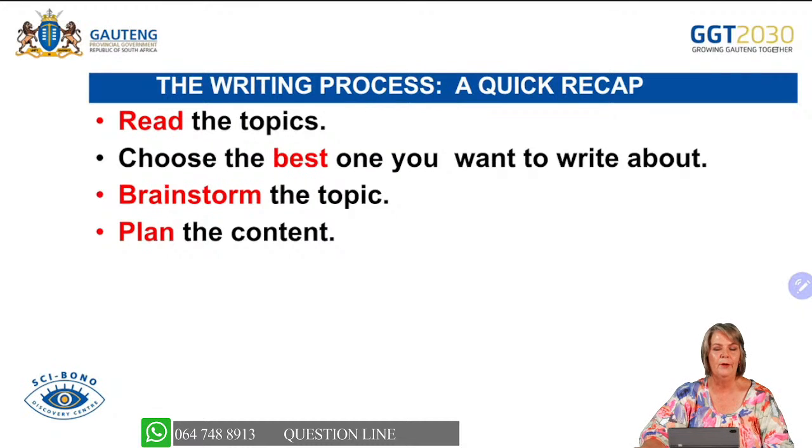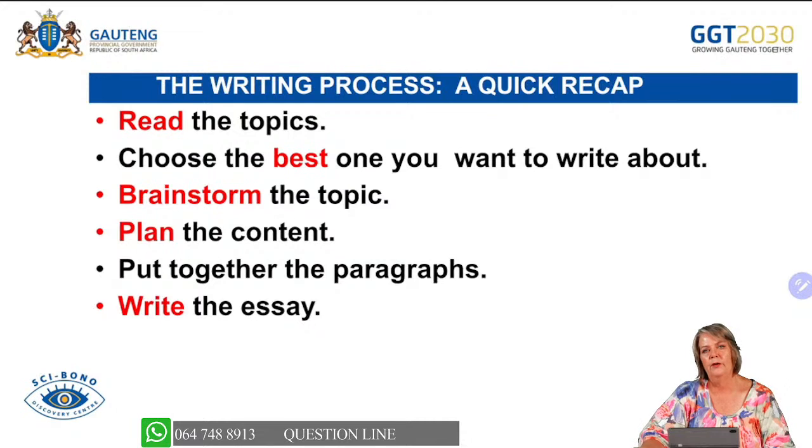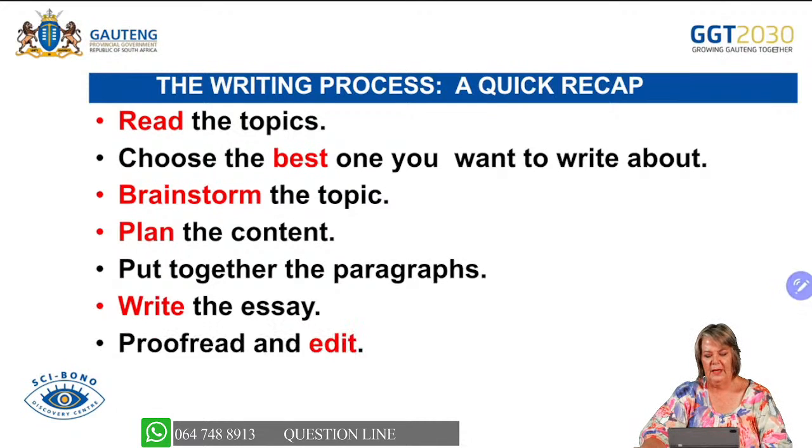After that, you plan the content. So you look at everything that you've written down and you put them together. You look at the different things that you wrote down and you try to put them into groups. In other words, sort them. Put the same kind of ideas together. Then you put those together in paragraphs. So if you have words or phrases, you can write them in sentences, elaborate. Remember that every paragraph is a new idea. And then you only write the essay. After that, you will proofread and edit.